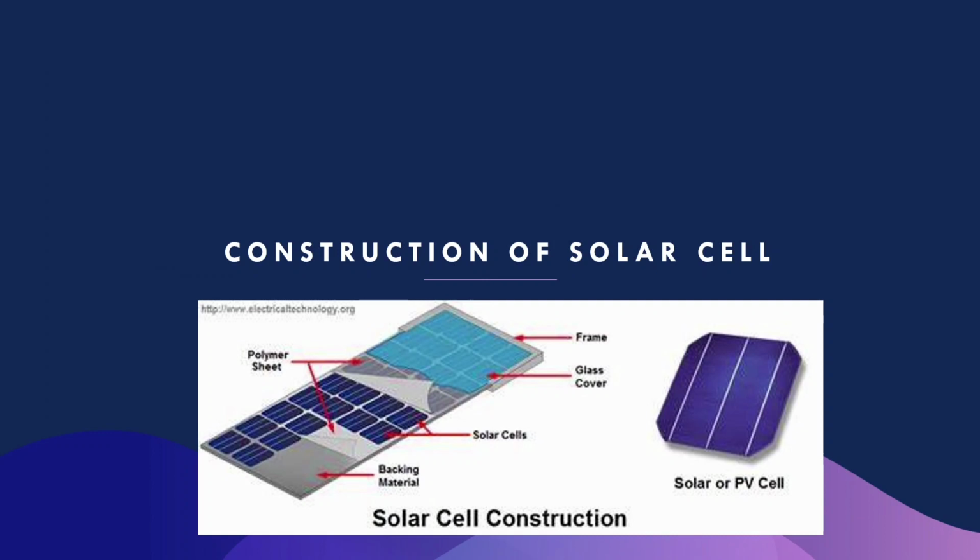Construction of solar cell. In p-type semiconductors, holes are the majority carriers and electrons are the minority carriers. P-type semiconductors are created by doping an intrinsic semiconductor with acceptor impurities. A common p-type dopant for silicon is boron.